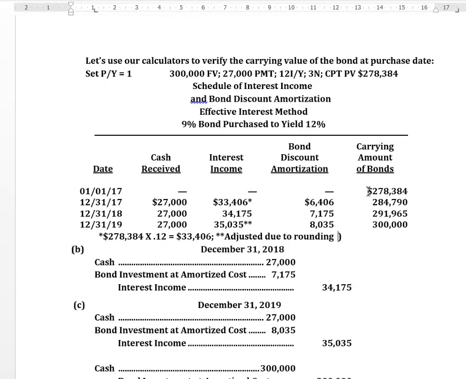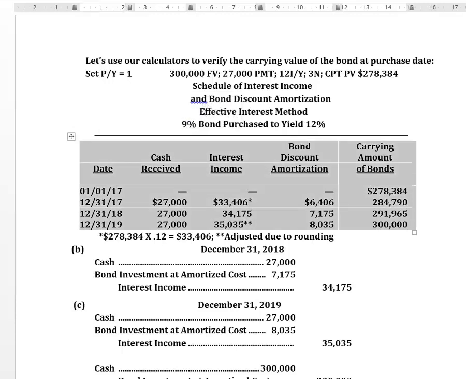All right? So now, what are we going to do? The question asks us, now that we've done our little table, they're going to ask you to read some stuff from the table. They want you to make the journal entry at December 31st, 2018. Well, don't forget, every December 31st is an interest payment date. So you're taking in your cash that you're receiving as Phantom. You're going to debit your bond investment by the amount you're increasing the investment by, right? Which is $71.75, and therefore you're going to credit your interest income here by $34,175.